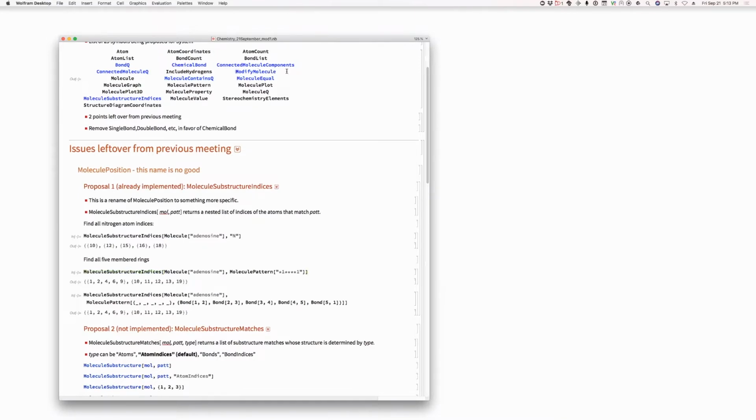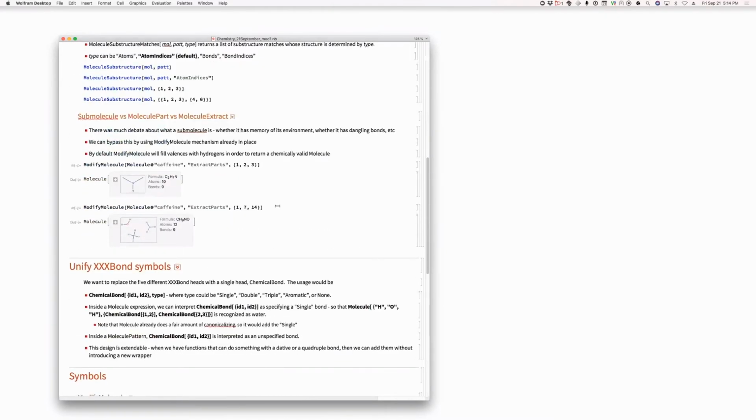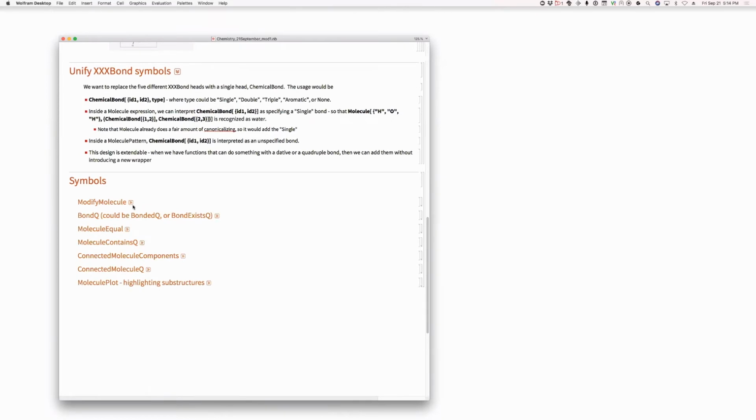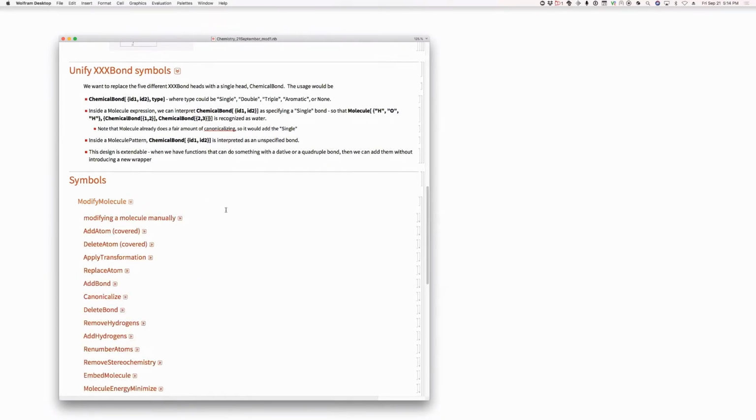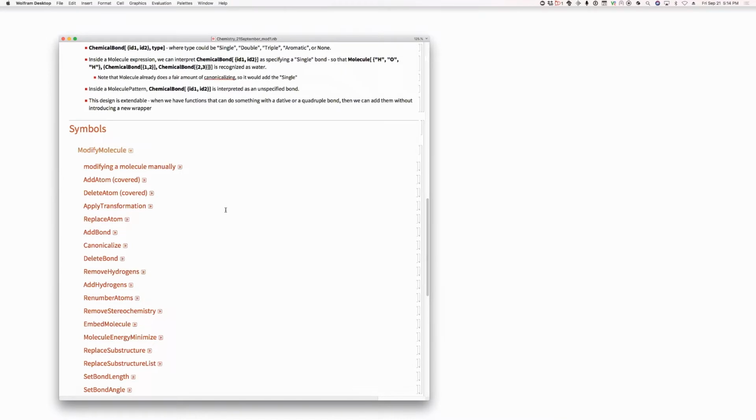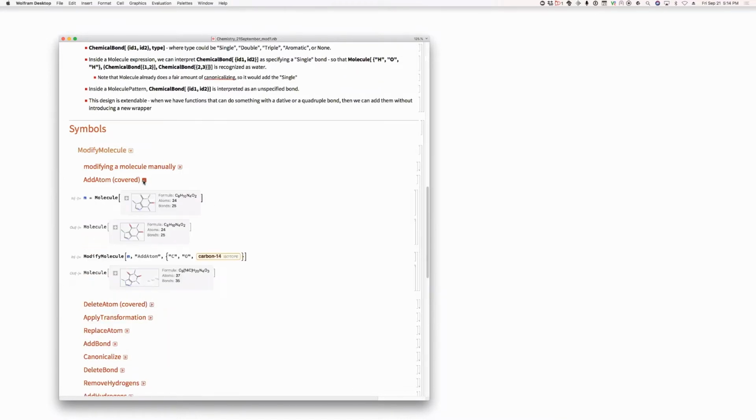Okay. So modify molecule, is that still on the table? Right. We designed modify molecule so as to avoid having 10 or 12 new symbols. I'm kind of joking there a little bit, but there is a whole host of different ways to modify a molecule, and so that function is the umbrella. Down here, modify molecule. So let's look at the syntax for one of these things. Molecule modify, add atom.